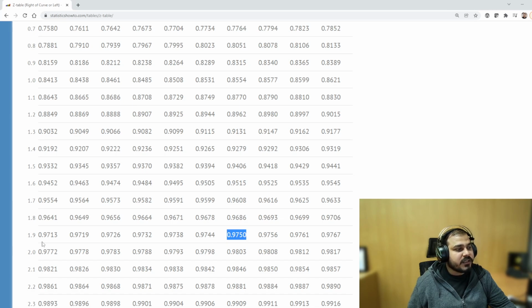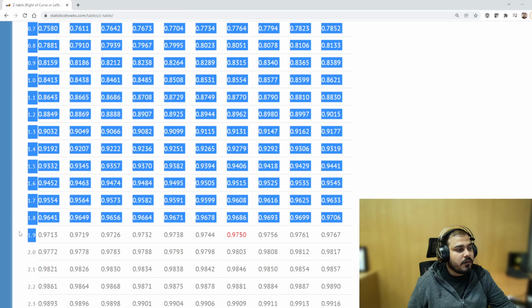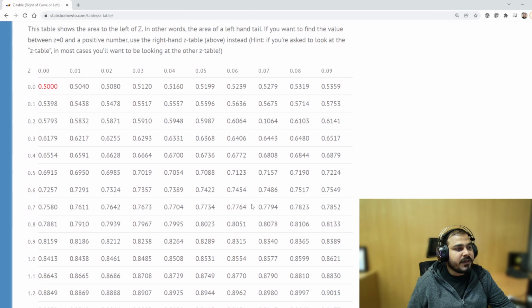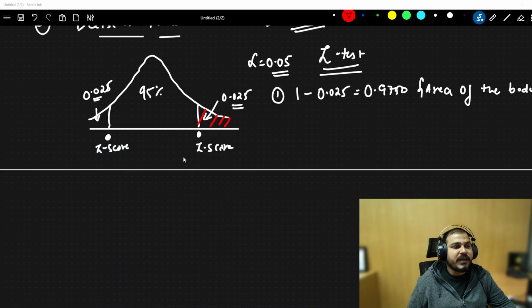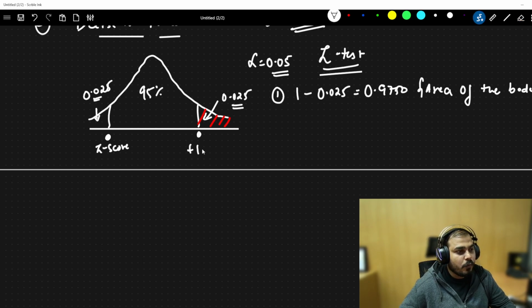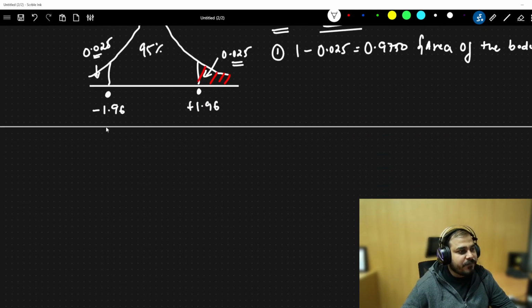And based on this, what is the value? It is 1.9, and from this particular column you will be seeing 0.06. So it is nothing but 1.96. That basically means this z-score value, and this I have already explained in my previous videos in statistics. This is plus 1.96 and this is minus 1.96.